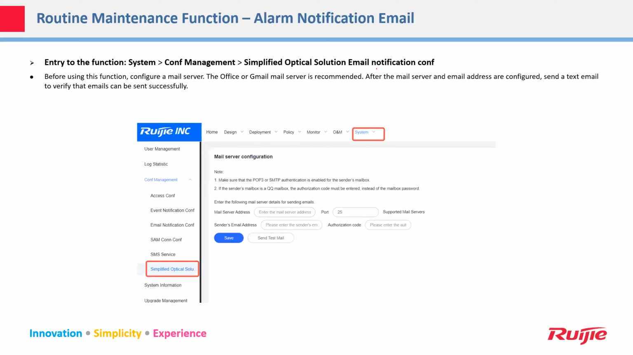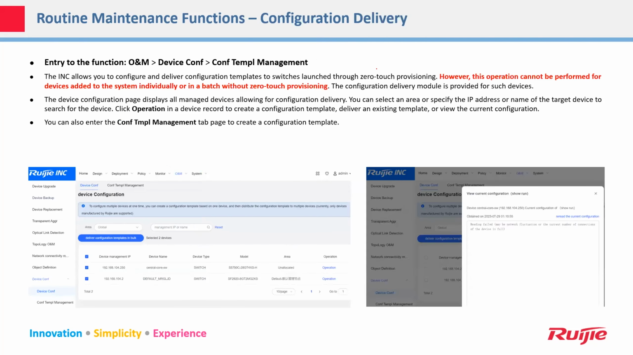Okay, and the next is alarm. Alarm notification email is a common function. Once an urgent alarm occurs in the network, the system will send you an email. You will receive an email as a notification, so you can handle these issues on time. And next is configuration delivery. It can be found in OM and device count. You can see the configurations here, and you can click the button to deliver the configurations.